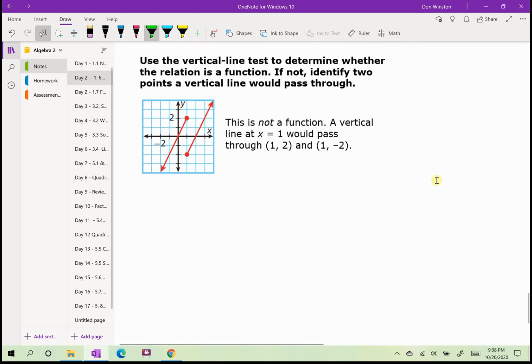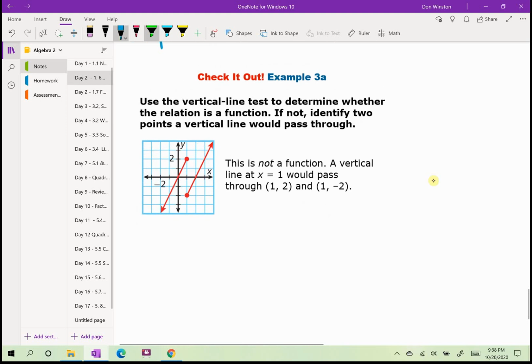And then finally, the last one here. So again, if it passes the vertical line test, that's good. But if I draw a vertical line right here, notice that that vertical line has two y's associated with it. So that's the point 1 and 2, and this is the point 1 and negative 2. So that relation is not a function because you have the same x going to two different y's, 2 and negative 2.